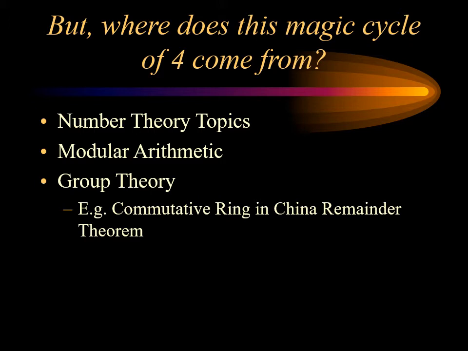And so here we're going to touch upon some of the number theory topics, especially modular arithmetic. And also we're going to touch on a little bit of group theory. For example, we're going to see some of the properties of a commutative ring, for example, in the Chinese remainder theorem. We're not actually going into that part, but this is going to give you a hint of why some of these properties are exhibited in the remainder problems.